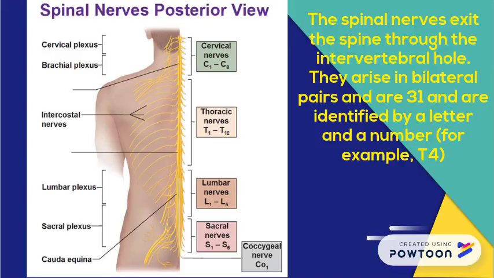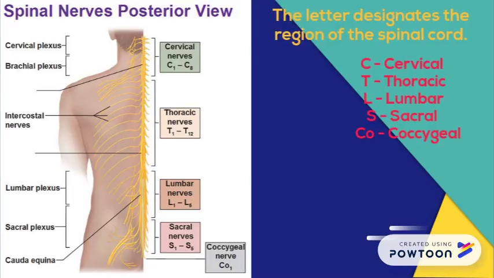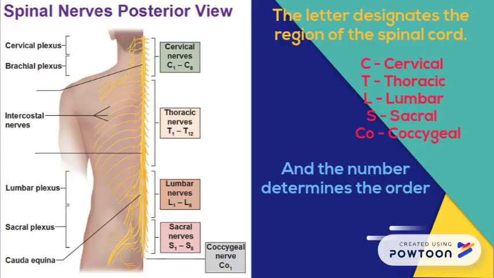The spinal nerves exit the spine through the intervertebral hole. They arise in bilateral pairs in each segment and are identified by a letter and a number, for example T4. The letter designates the region of the spinal cord: C, cervical, T, thoracic, L, lumbar, S, sacral, CO, coccygeal, and the number determines the order.